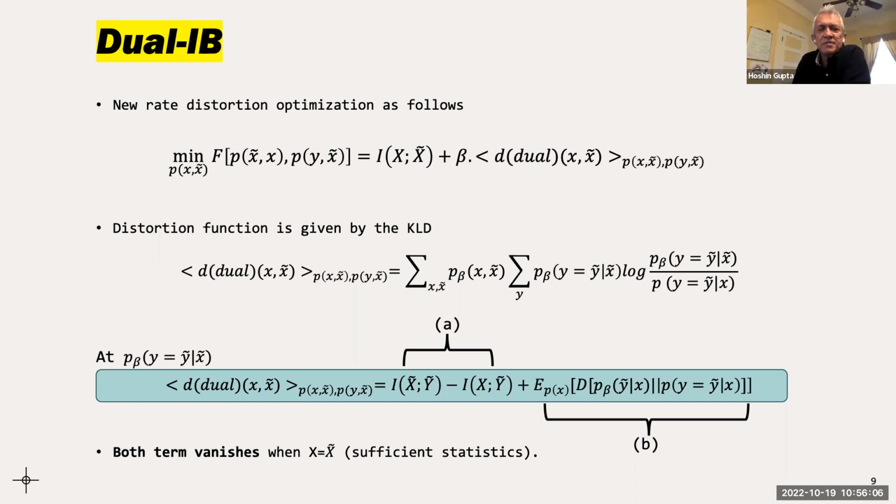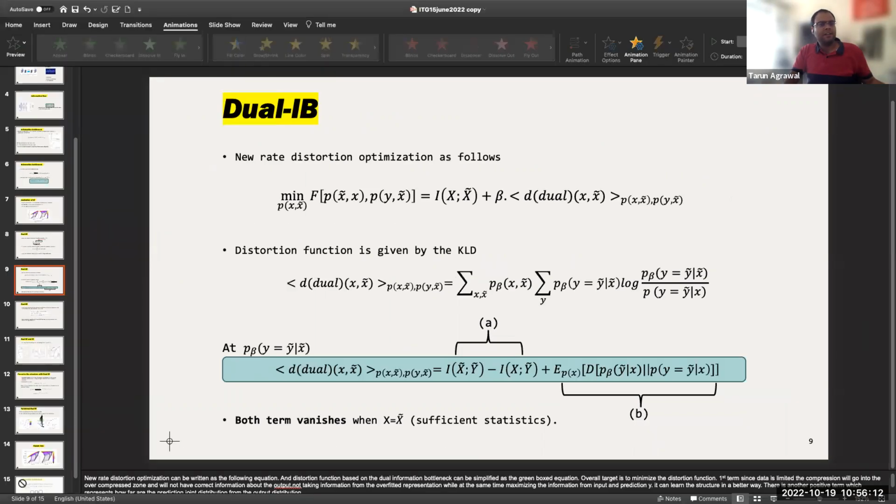What year was this paper? This paper was, I guess, 2020. Let me double check it. Yeah, it's 2020.